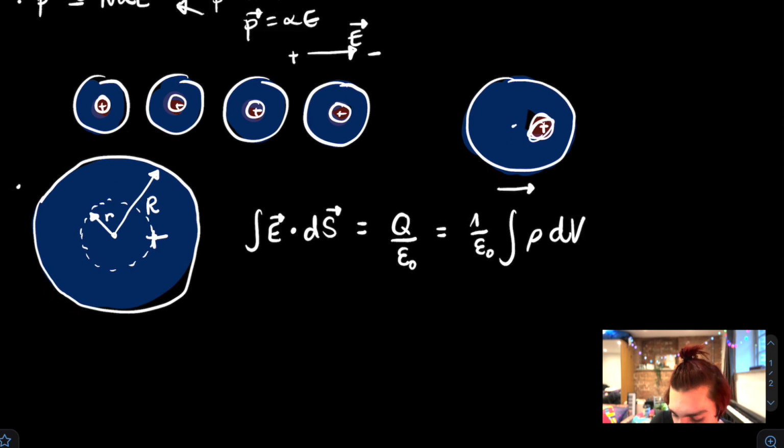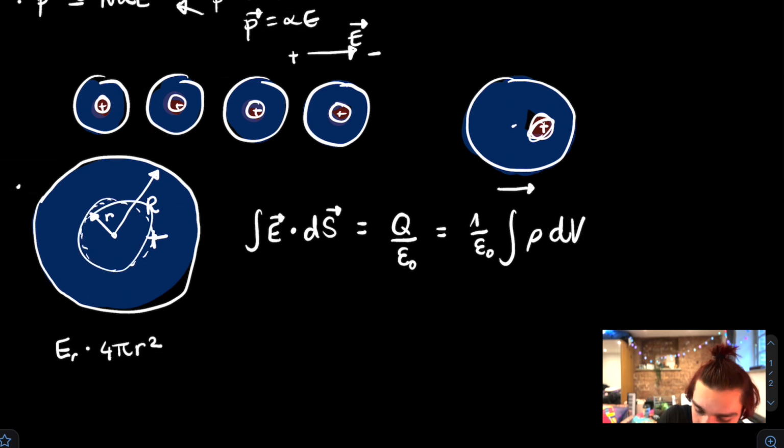So because, of course, for symmetry reasons, there is only a radial component to this, because it's a spherically symmetric system, then we're simply going to get the R component of the electric field multiplied by the surface area of the sphere right here, this small little sphere.